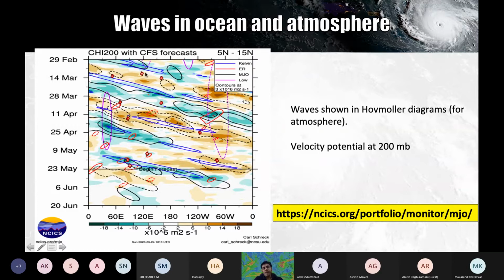Okay. So Hovmöller diagrams give a lot of information, and like I said, models are a good guideline, but when you keep adding this information, then the forecasting ability becomes stronger and stronger.